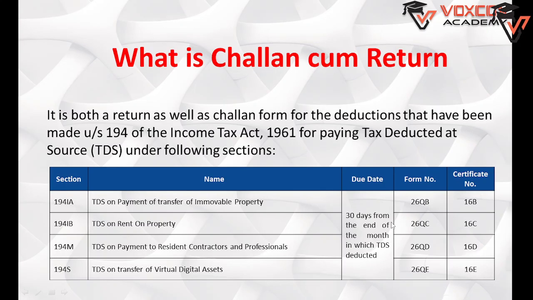For all the four sections, the due date is common, which is 30 days from the end of the month in which TDS is deducted. For example, if I am supposed to make the TDS deduction on 20th of February, my due date to file this challan cum return will be 30 days from the end of this month, that is 30th of March. So the due date for filing these challan cum returns is always common in the four sections.